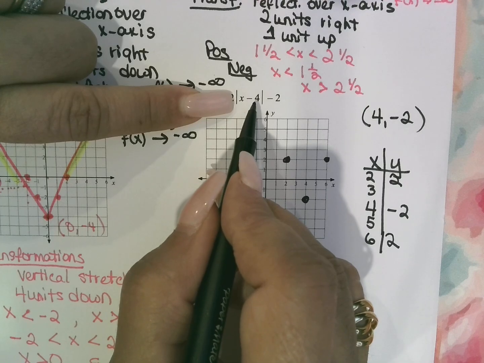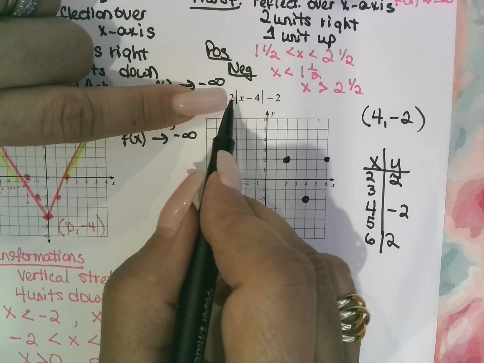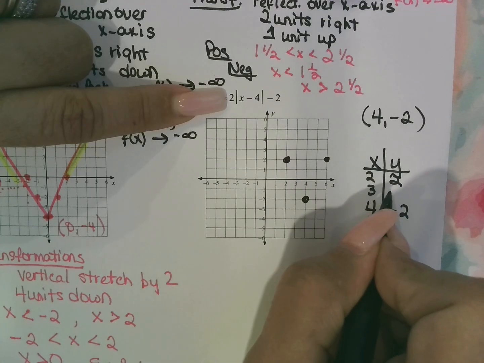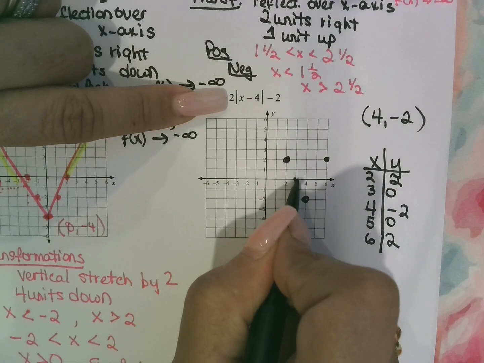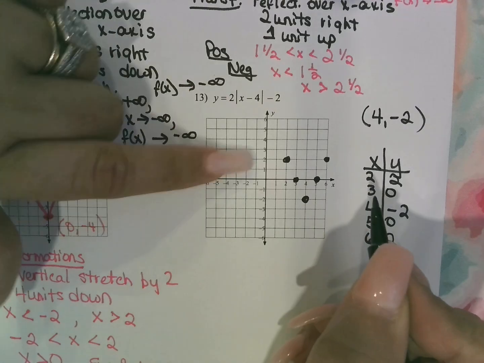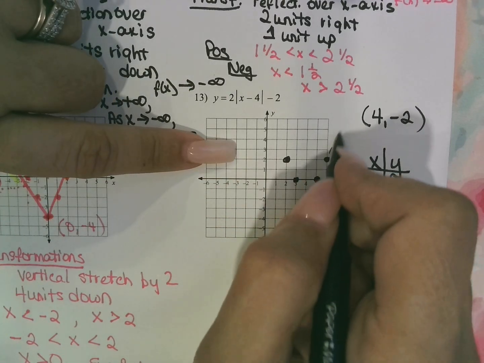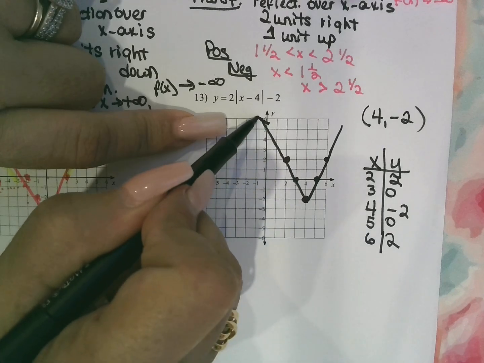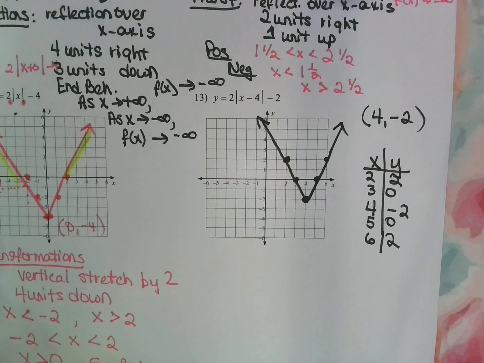5 minus 4 is 1. Absolute value is 1. 1 times 2 is 2. 2 minus 2 is 0. And so that means that at 3 we also have our 0. And that's really great because we know what our x-intercepts are, and life will be easy for us when we now do positive and negative.